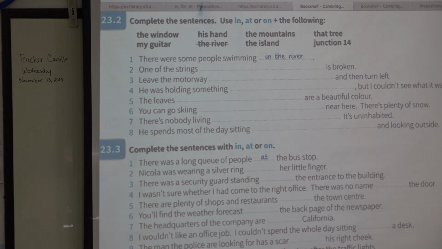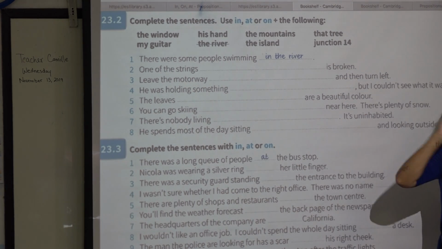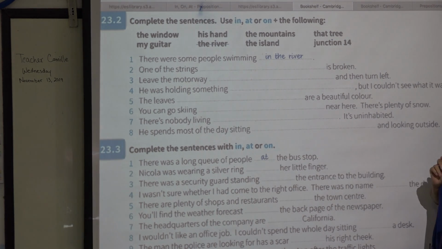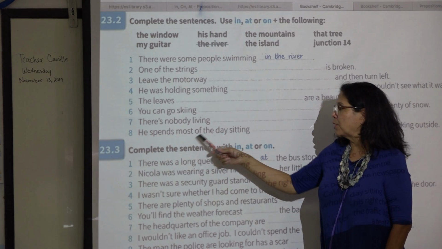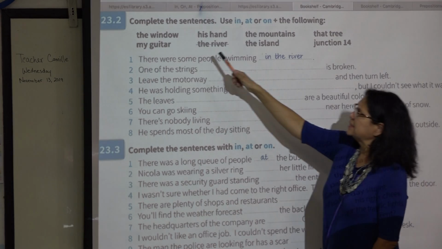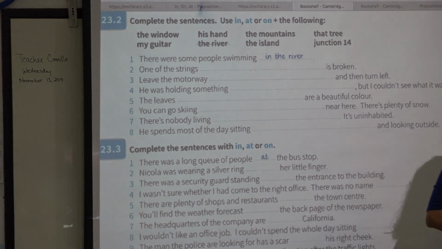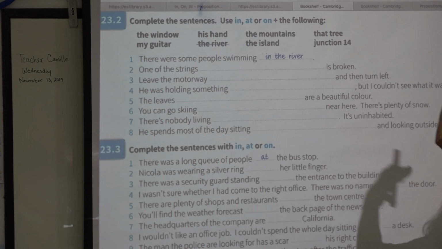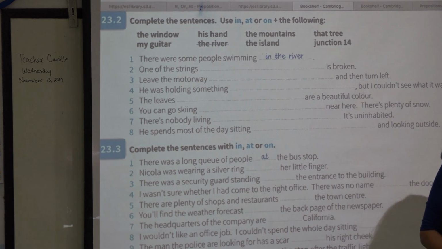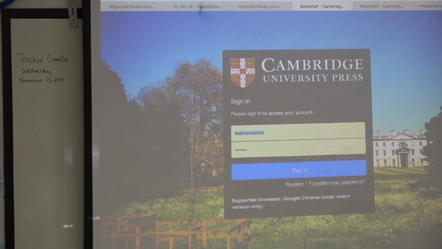So there's nobody living on, in, or at? On. On the island. Good. It's uninhabited. And the last one, he spends most of the day sitting blank and looking outside. I think this is the only one. Very good, at the window, because he's too big to be sitting on the window, but he's at the window. Good job. Okay.